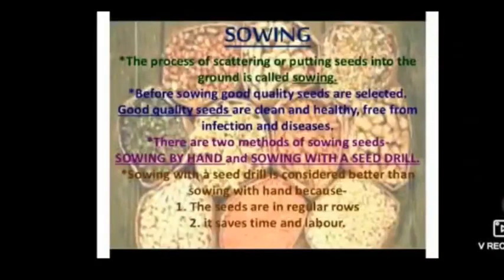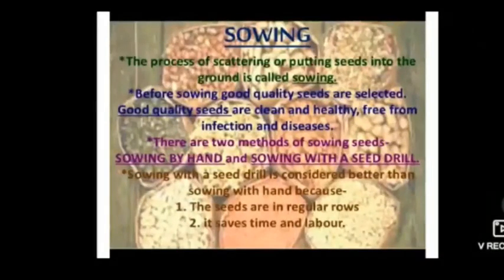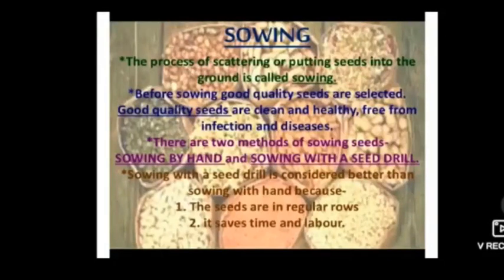Here, the next step is sowing. Basically, sowing is the most important part of the crop production. So, the process of scattering or putting seeds into the ground is called sowing. Before sowing, good quality seeds are selected, and good seeds are clean and healthy, free from infection and diseases.